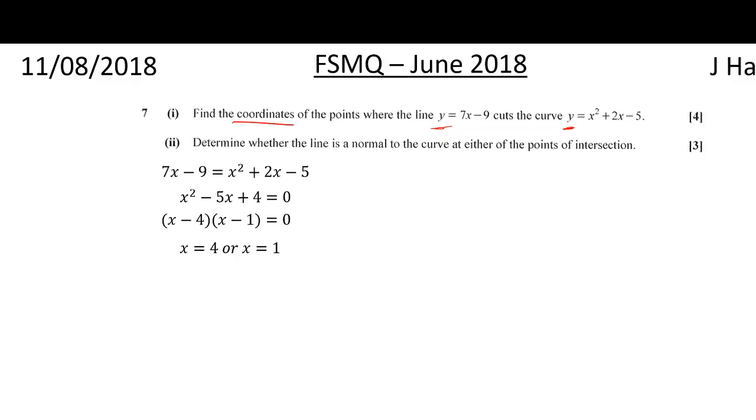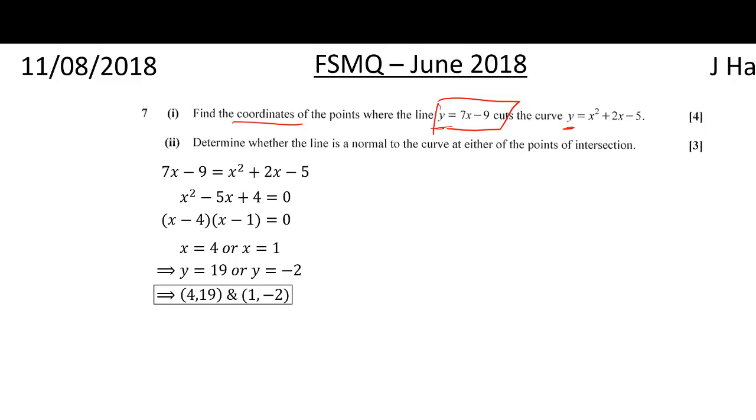We want coordinates. That means we need an x and a y, so we need to put those x coordinates back through. Probably this equation is the easiest one to put it in. So we get y equals 19 or y equals minus 2. So they are your two coordinates.